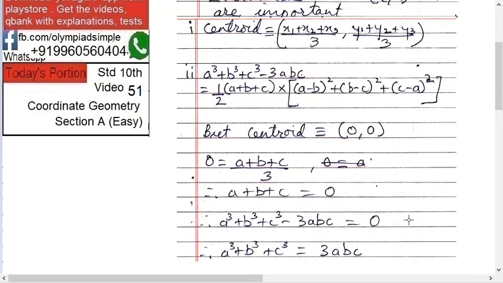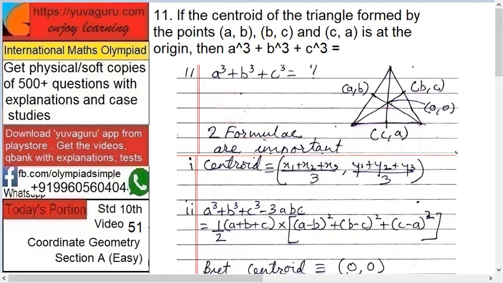Now put this in the formula number 2. What will you get? See this, left hand side as it is and right hand side 1 upon 2 into A plus B plus C into all this. But A plus B plus C is 0. So right hand side becomes 0 totally.